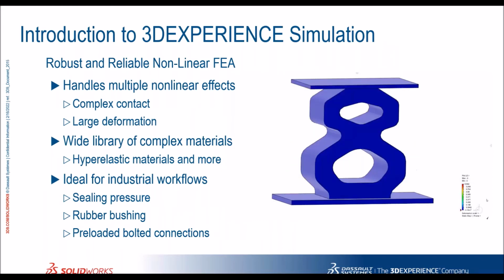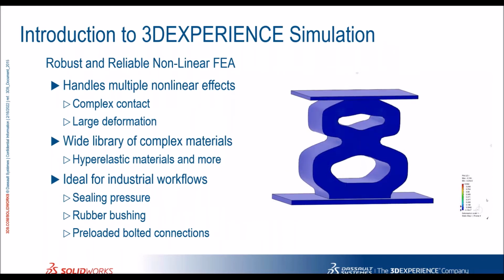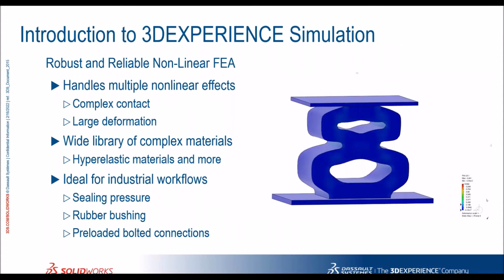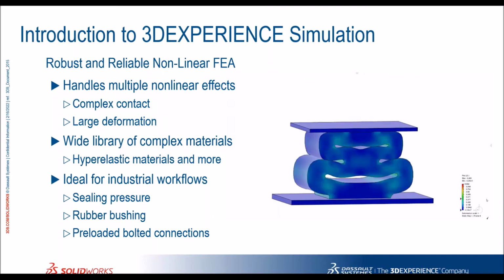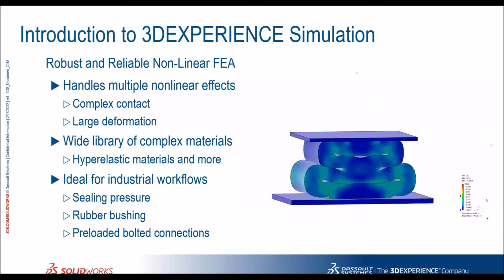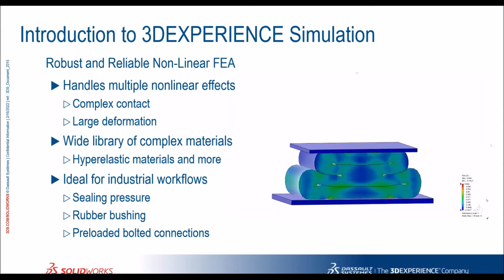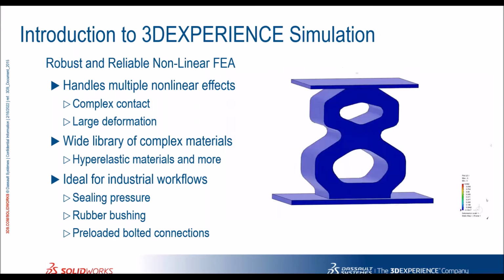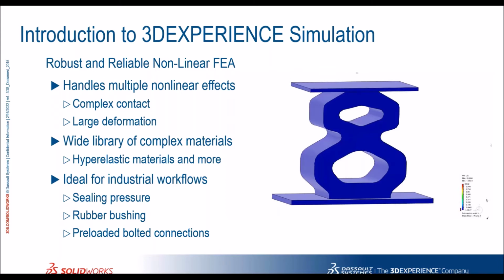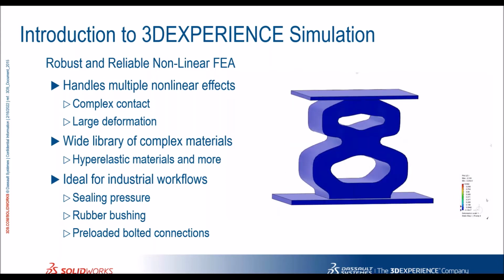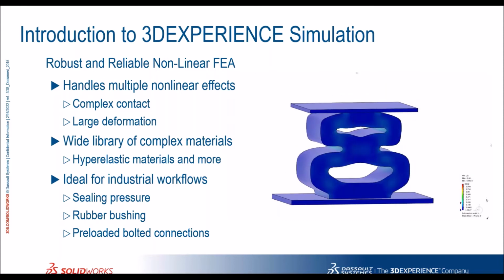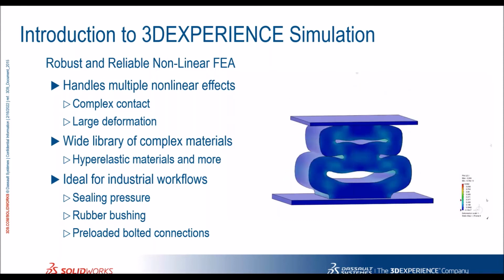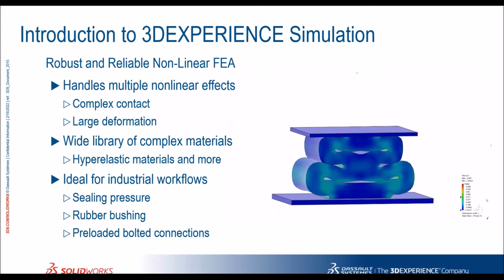As I said earlier, it is very well-known software for non-linear analysis, where you want to do analysis on a particular rubber part or a plastic part, where there is complexity in the contact or very large deformation happening. As we know, there is a very large material library available, where you can use rubber material, which is generally hyperelastic, or plastic or elastic behavior of a material. Ideal cases are sealing, pressure, rubber bushings, or also understanding how the preloading on a bolting can affect the analysis.